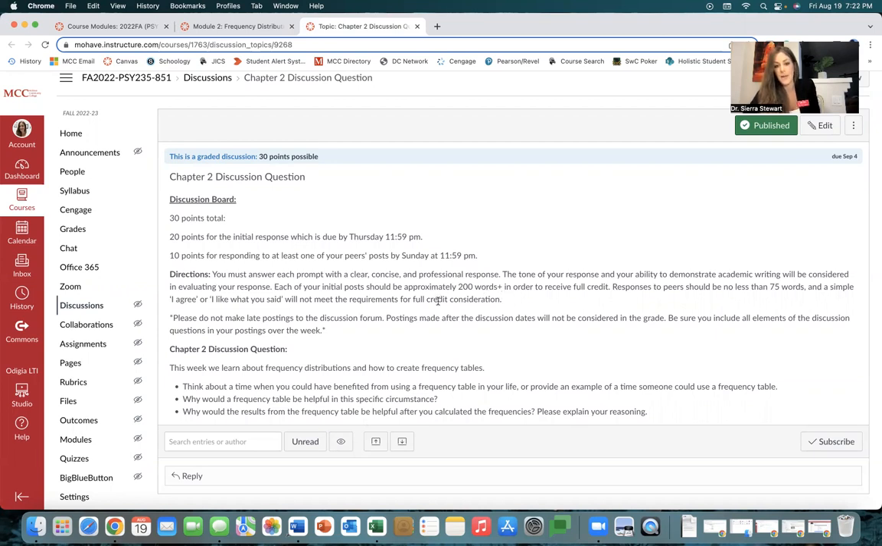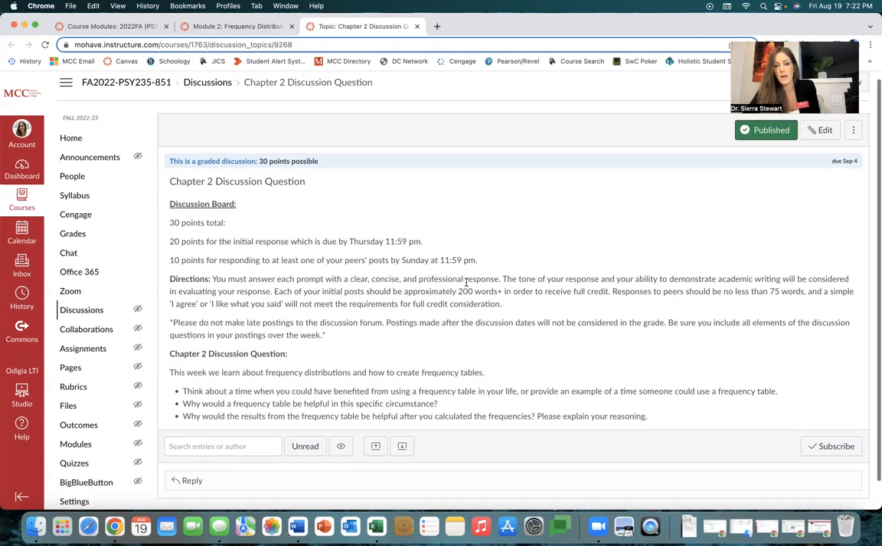But because you're just coming up with a specific example, I'm not going to have you define what a frequency table is because we just talked about it. So this time you don't need to have it, but go ahead and meet that 200 words for your initial response by Thursday, and then reply to another student by Sunday. All right. So that's what you're going to be doing this week. Complete your discussion and complete your MindTap work, and you should be all set to go.